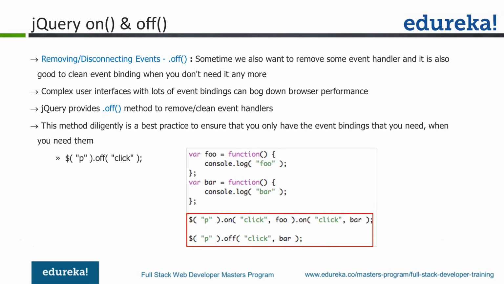And as the last line mentions, it's a best practice to ensure that you only have the event bindings that you need. So in case you don't need certain event bindings, it's a best practice to remove them, because in really complex applications, and I'm not talking about simple applications, I'm talking about really complex applications with a lot of events and a lot of listeners, it might be best for optimal performance to remove certain events after they are no longer required.